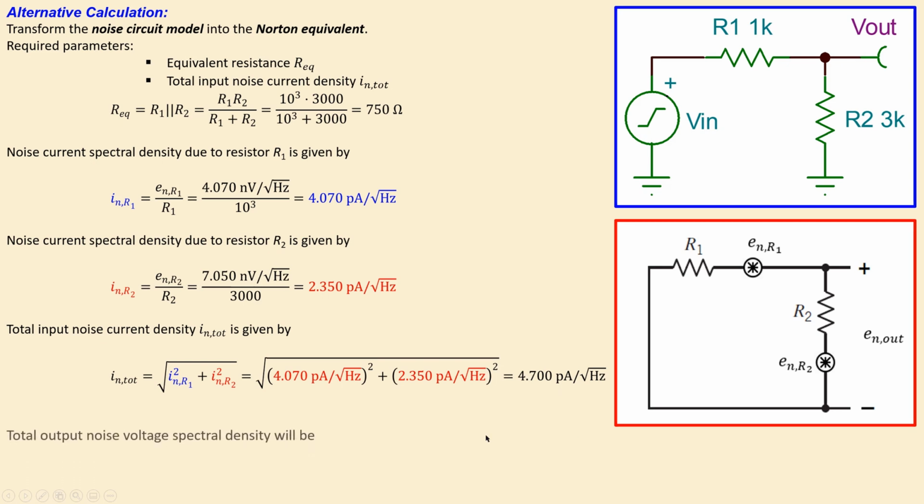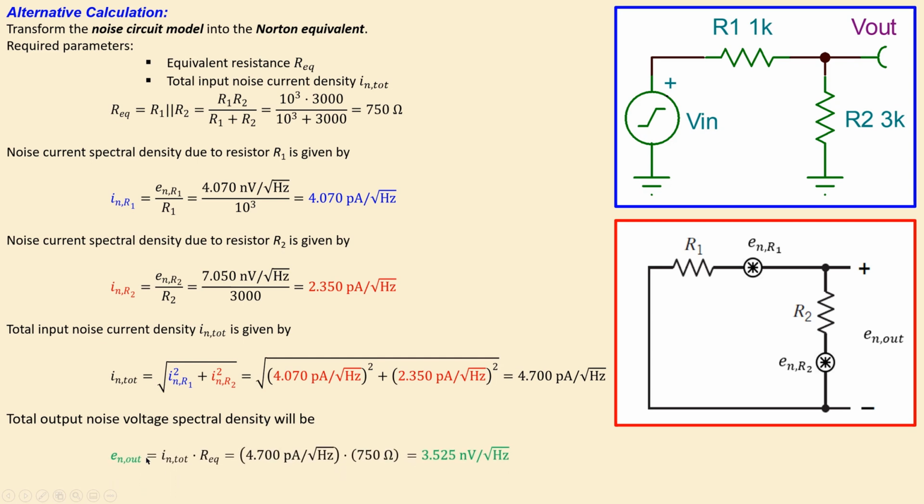Now we'll use Ohm's law because we want the calculated value for the total output noise spectral density. That will be just the current times the resistance you see at this node, which is 750, the equivalent resistance. So it is the total noise current spectral density times the equivalent resistance. Just do the math for yourself and you will get 3.525 nanovolts per root hertz. And this is exactly the same result as using the superposition principle.